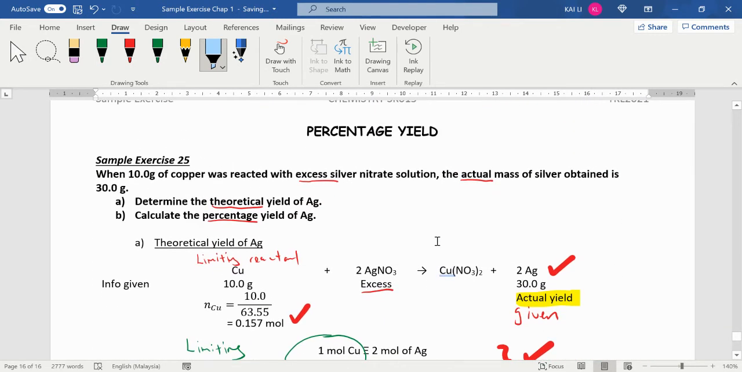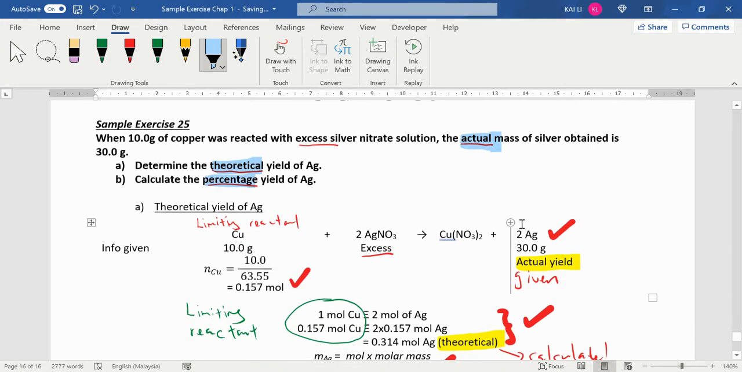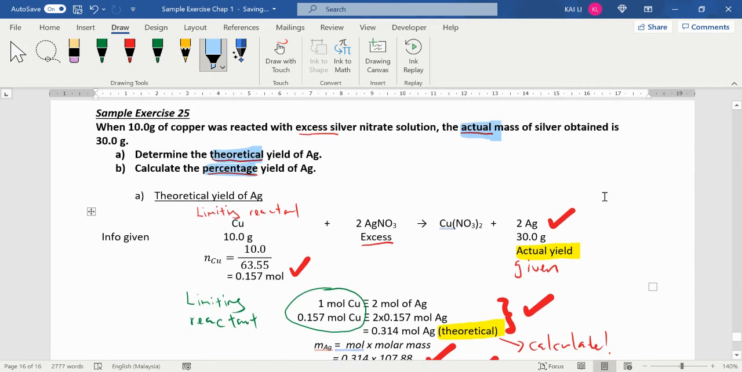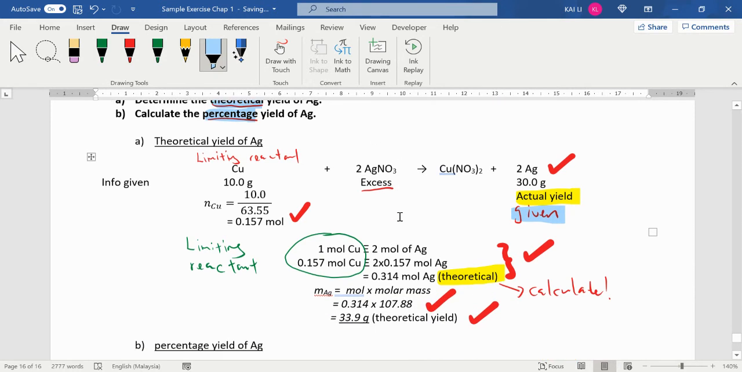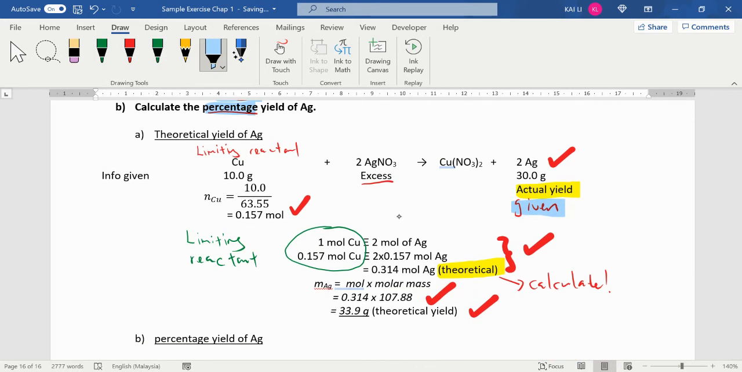Now we go to percentage yield. For percentage yield, you need to understand the terms, for example, actual, theoretical, and percentage. Actual yield is given. It's not from calculation. And then, same thing again, if you want to find the theoretical yield, you must base on calculation.